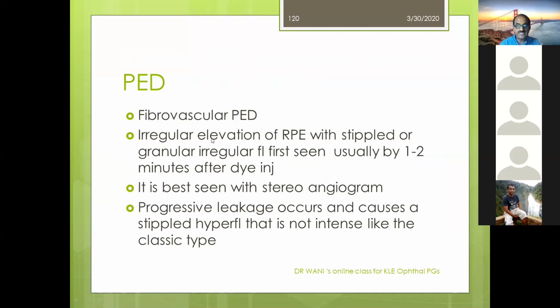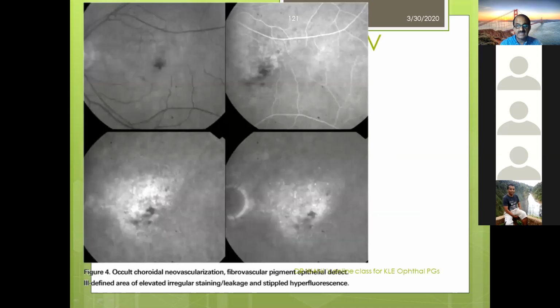So actually what we see is irregular elevation of the RPE, and in the fluorescein angiogram we see stippled or granular irregular fluorescence, usually about 1 to 2 minutes after dye injection. And we should do a stereoangiogram, which you don't have, and progressive leakage occurs and the stippled hyperfluorescence becomes more, but it doesn't become as intense as in classic. So you can see that there is hyperfluorescence here, but you cannot make out a well-defined lacy network here. There is a stippled appearance of the choroidal membrane. So this is a very nice example of occult choroidal membrane.